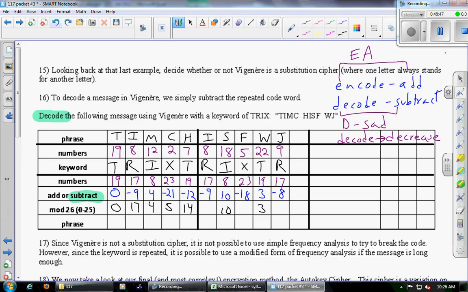Add 26. You can always add or subtract 26. You do the right thing to make it land in the table. So add 26 to each of these guys. Negative 9 plus 26, very carefully, is 17. Add 26 to each of these very carefully. And then once you've got that, go back to your table and decode that message. Has anybody checked my numbers there in black? Are they okay? Okay.